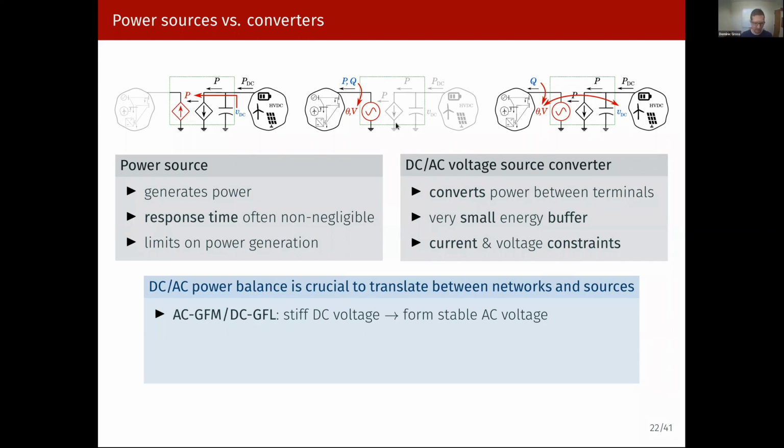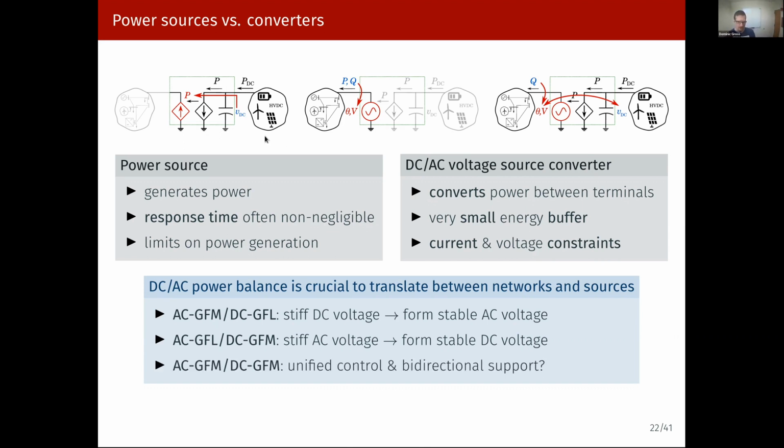So if you have the AC grid forming control, you're saying, oh, the DC voltage is stiff, let me stabilize the AC side. If you have the grid following control, I'm saying, oh, the grid is very stiff, has a stiff frequency, let me stabilize the DC side. But what you actually would like to see is that this is bidirectional, right? So if I'm running the power source here at the maximum power point, there's no more flexibility to do control here, then it should be stabilized from the grid.